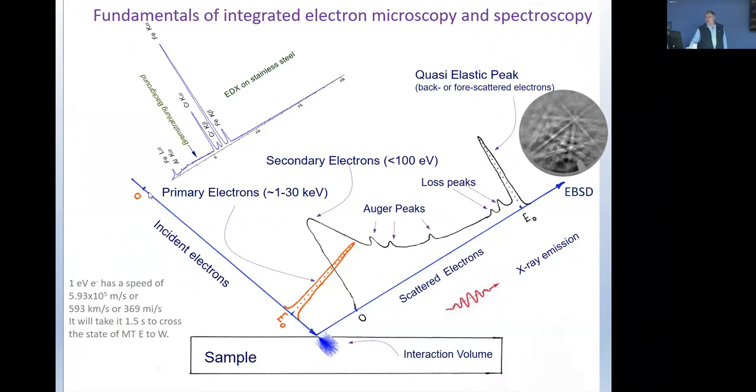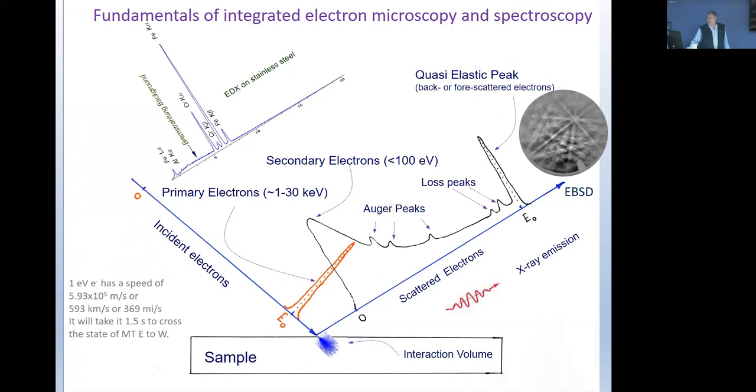All electron microscopes work on a very simple principle. You generate high energy electrons, up to maybe 30,000 eV. Typically we use 10,000 eV, or 10 keV, with a very narrow energy band, typically maybe 0.5 to 0.7 eV resolution, and you essentially strike the surface with these electrons.